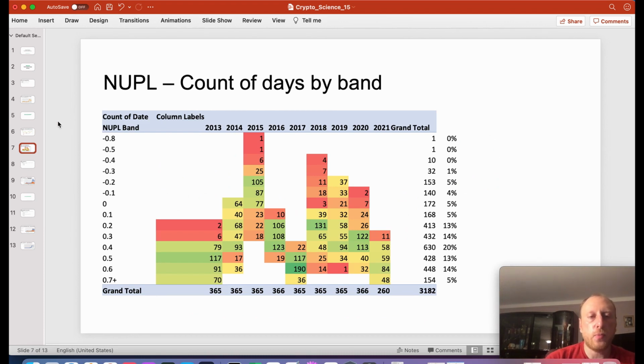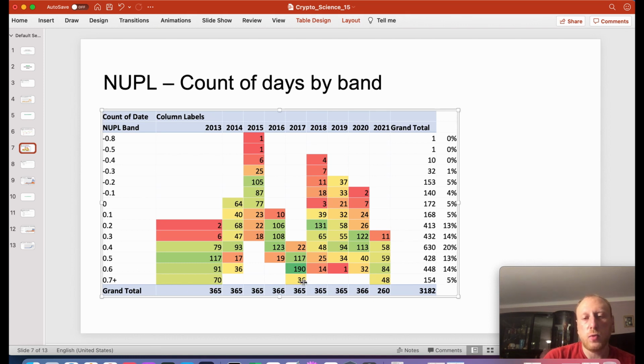Here's a breakdown of Nupol by band. You can think of it almost like bins. This is the count of days that Nupol was at, let's say, the 0.7 band, broken down by year. What's interesting is that about 10% of its life it was basically below zero, and only 5% of its life was it at 0.7 and above.